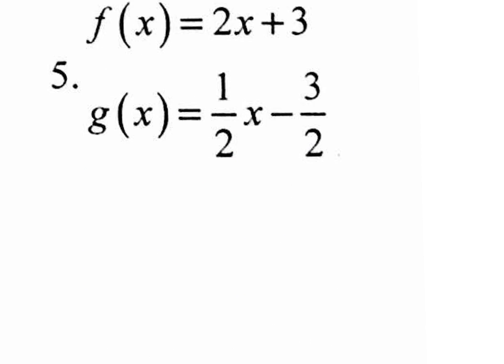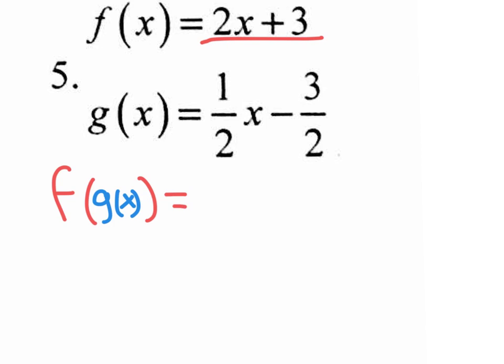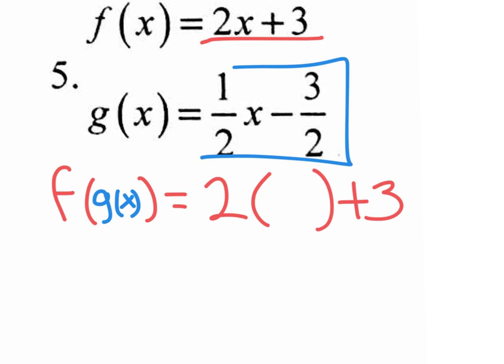Okay, let's try number 5. And again, it's always good to understand notation. I'm going to do f of x, but instead of me putting an x right here, what I'm going to do is put g of x in there. And this notation is telling me that I want to take my f of x function, which is equal to 2 parentheses plus 3, because instead of x I put parentheses, and I want to take my g of x function and plug it into that parenthesis.